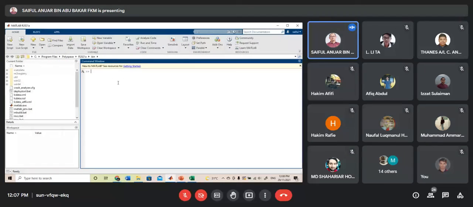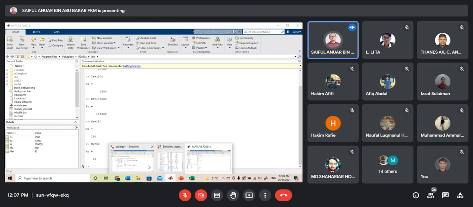Okay, over here we have KS equal to 7,900, CS equal to 1,500, KT equal to 9,000, MS equal to 250, MU equal to 50. So here we already put it inside the block.